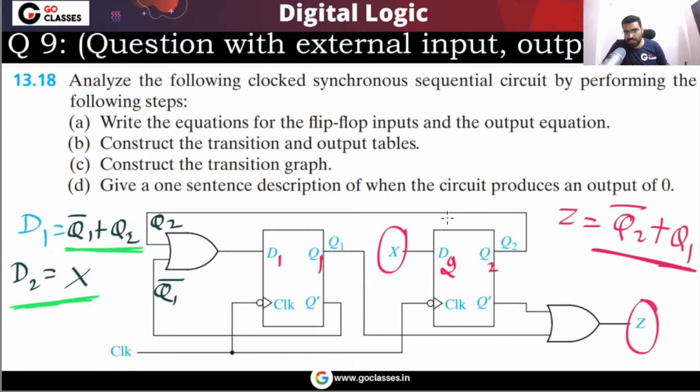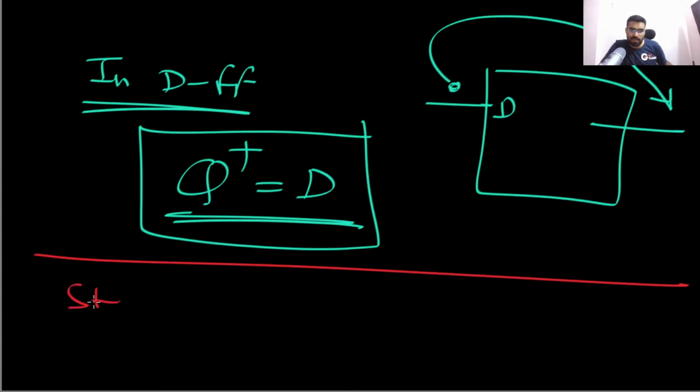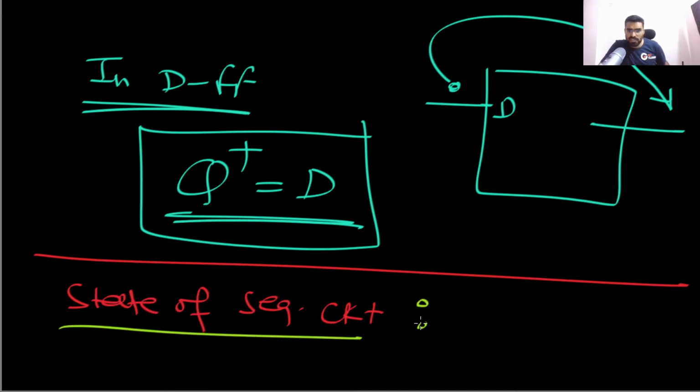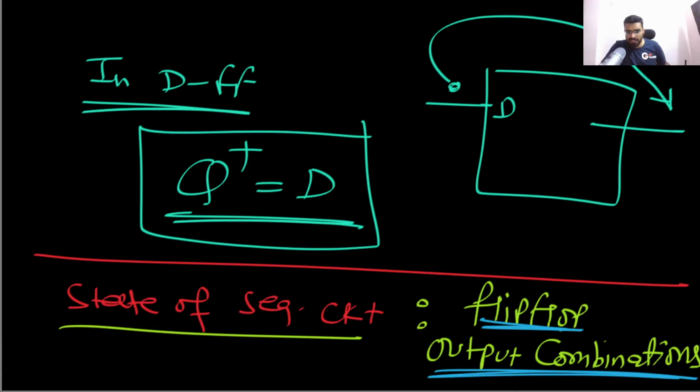I am talking about the state of the circuit, the state of a sequential circuit. What is the state of any sequential circuit? That is your flip-flop output combinations. Is this clear? Flip-flop output combinations, that is the state.